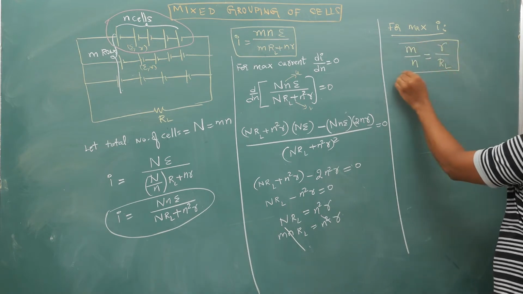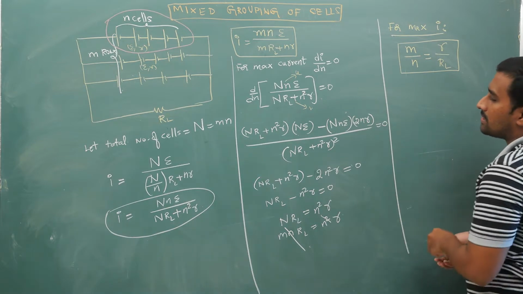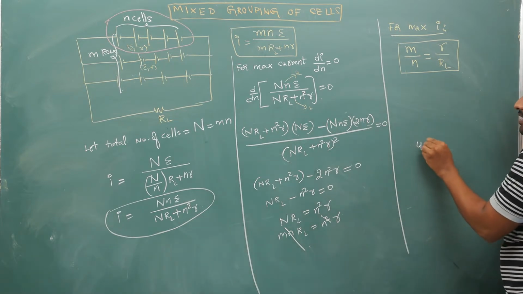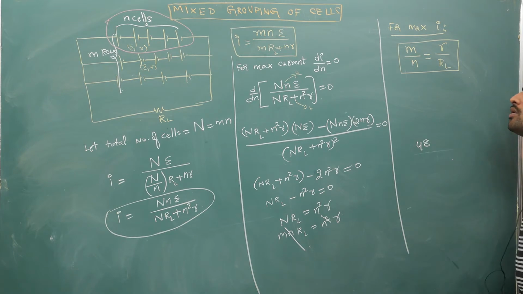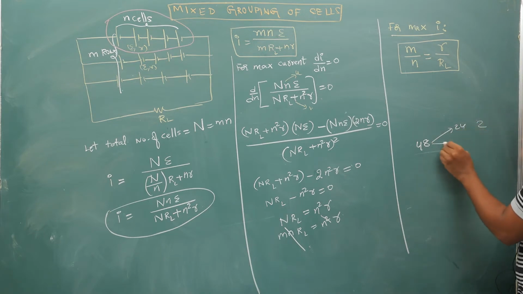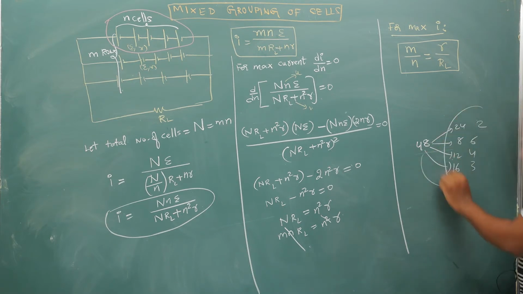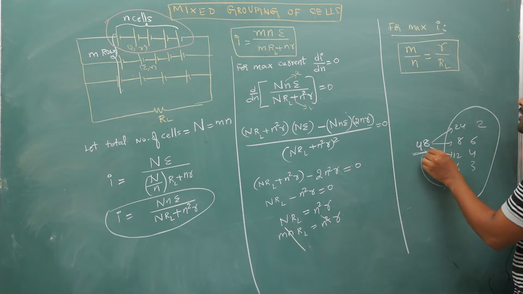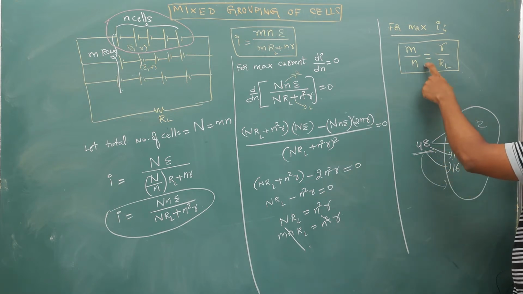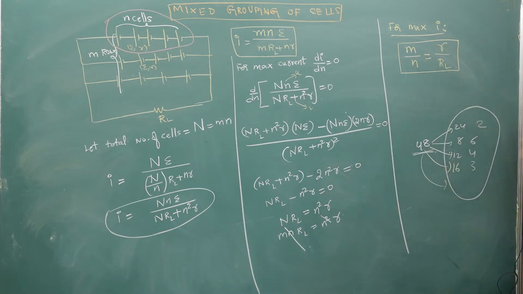Okay, so that means you have to divide the cells. That means if I give you, for example, 48 cells, and if I ask you under what condition I can produce maximum current, there are a lot of ways: 24 cells and 2, 8 into 6, 12 into 4, 16 into 3. Okay, then some others, a lot of possibilities are there for these 48 cells to be connected in different combinations in mixed grouping. But maximum current occurs when you divide these cells in a ratio in terms of internal resistance.